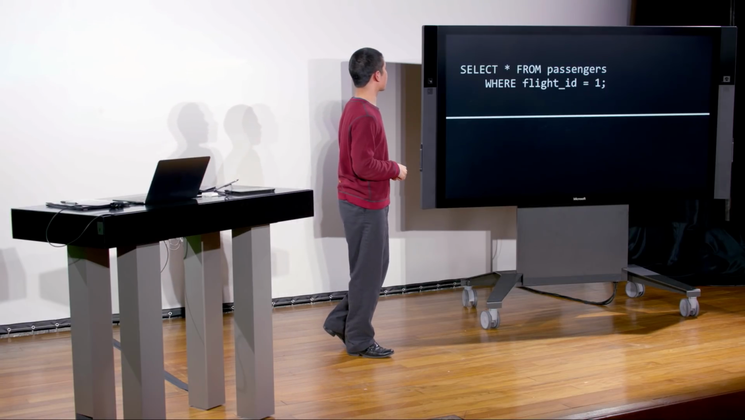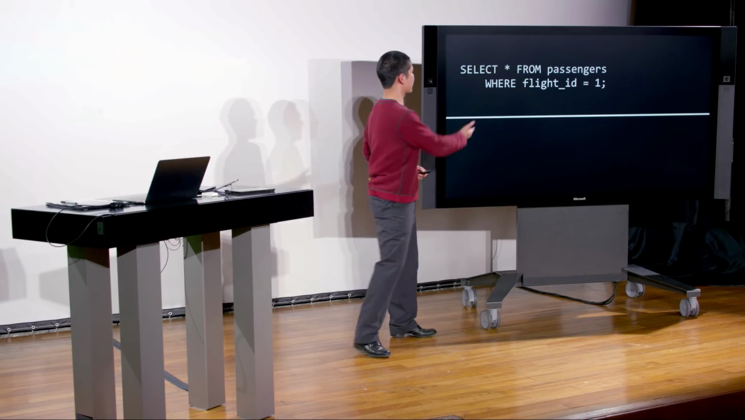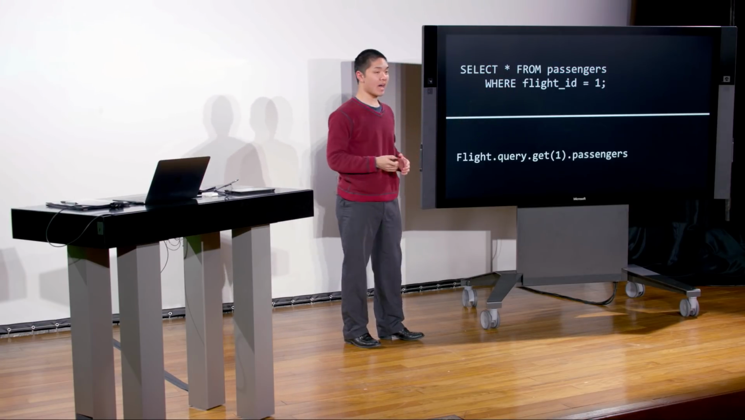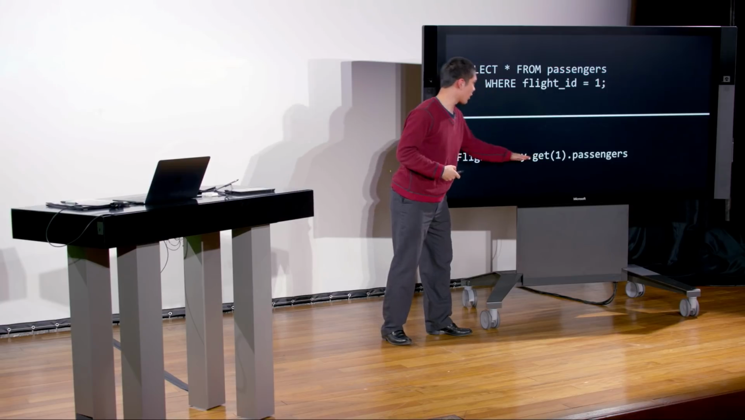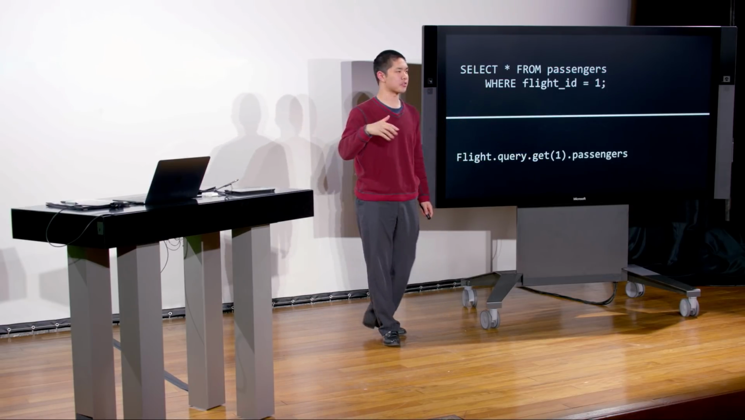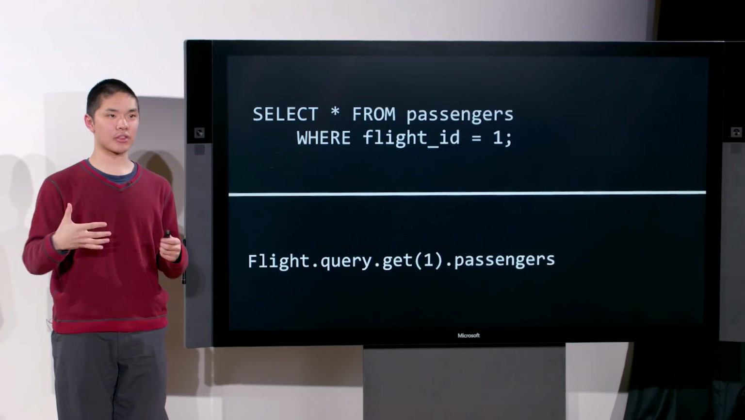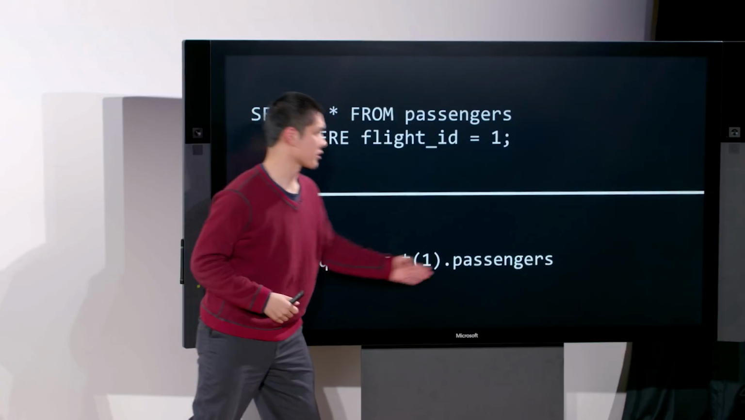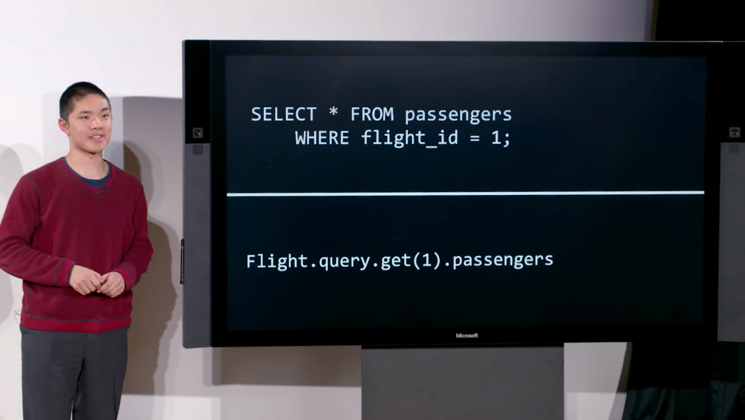And so recall that before, when we had syntax like select star from passengers where flight ID equals 1, if we have a particular flight, like Flight.query.get(1), using relationships now, using that passengers property that we've added to our Flight class, we can now get at those individual passengers just by saying Flight.query.get(1).passengers to simplify the process of extracting the passengers.